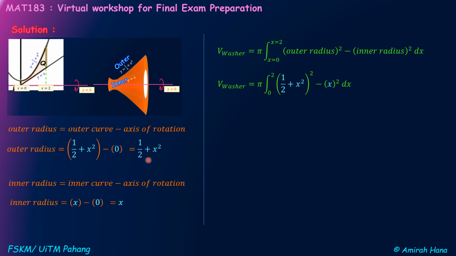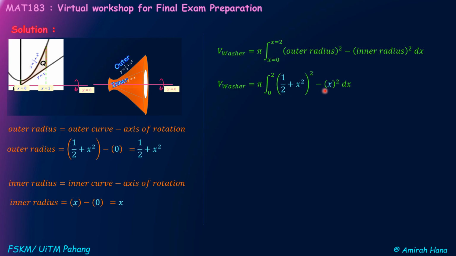From here, we have outer radius equals to half plus x squared. And then based on the formula, we have bracket squared, and then minus our inner radius equals to x. So we substitute here, and then bracket squared dx. Notice that when we use the washer method, if the axis of rotation is a horizontal line, we need to integrate with respect to x, and all terms must be in terms of x. And we use lower and upper limits on the x-axis, right?